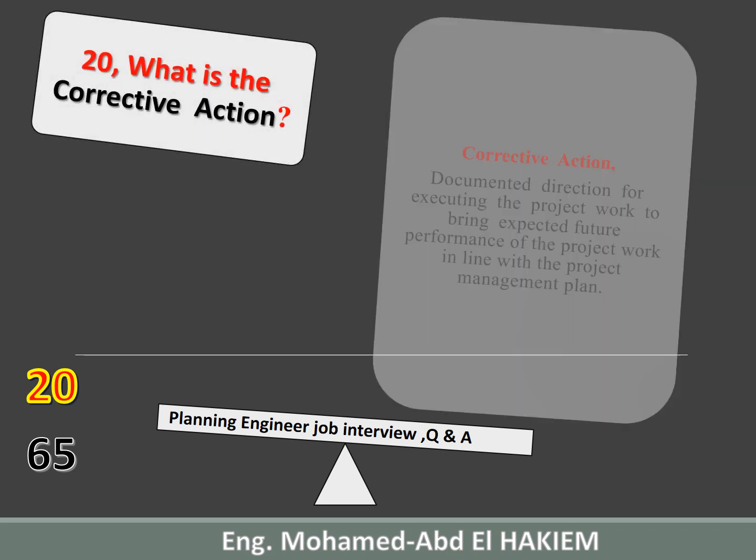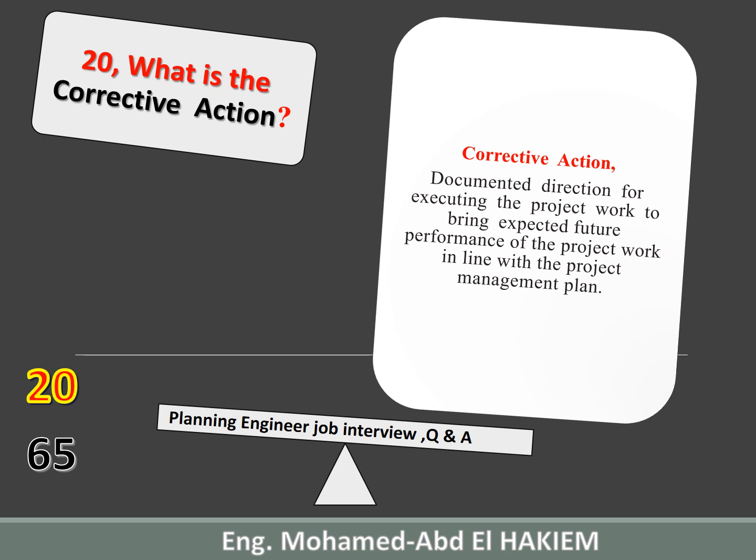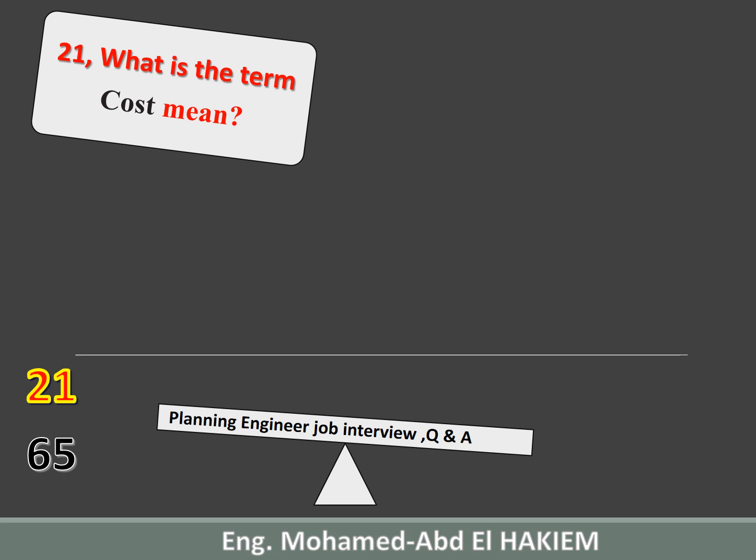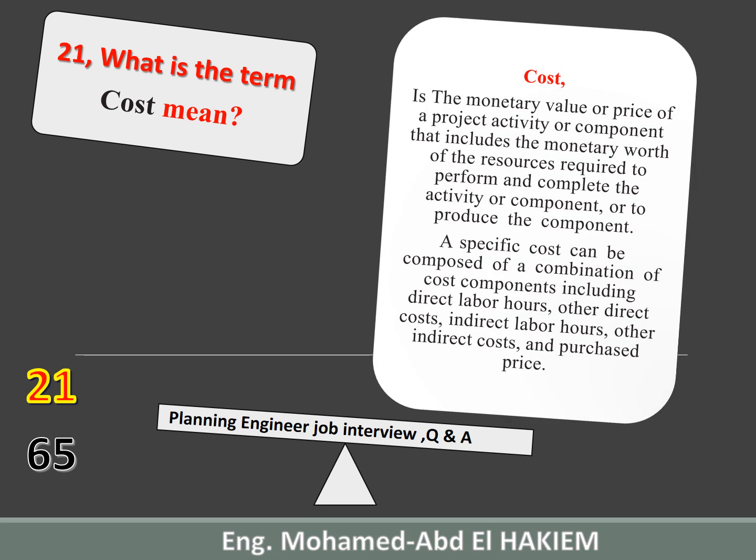20. What is the corrective action? Corrective action is documented direction for executing the project work to bring expected future performance of the project work in line with the project management plan. 21. What does the term cost mean? Cost is the monetary value or price of a project activity or component that includes the monetary worth of the resources required to perform and complete the activity or component, or to produce the component. A specific cost can be composed of a combination of cost components including direct labor hours, other direct costs, indirect labor hours, other indirect costs, and purchased price.